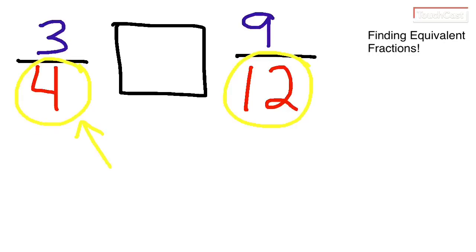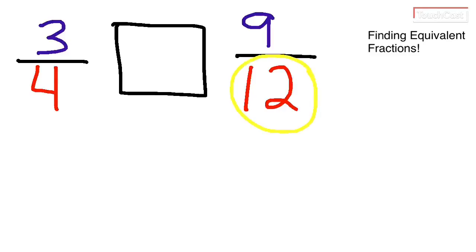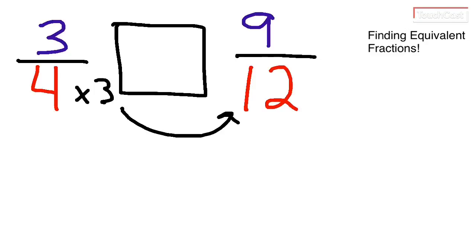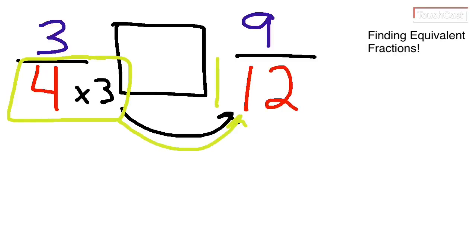Using either my math facts or using a multiplication table, I need to see if I can multiply 4 to equal 12. Now, it just so happens that you can, and using my math facts, I'm going to say that actually 4 times 3 gives me 12. Easy enough, easy peasy. 4 times 3 gives me a product of 12.